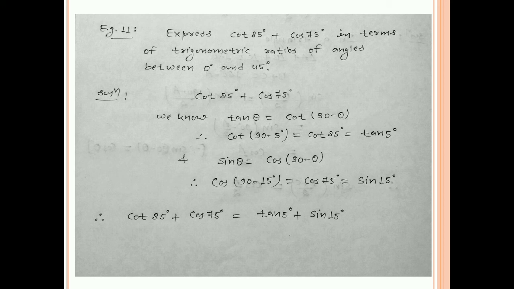So we can write cot 85 and cos 75 as tan 5 degree and sin 15 degree respectively. So that will be our answer.